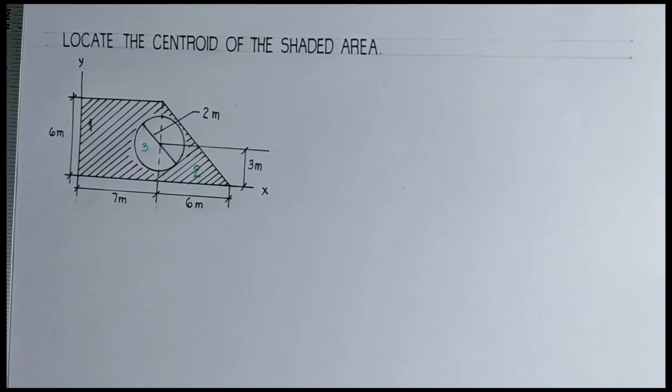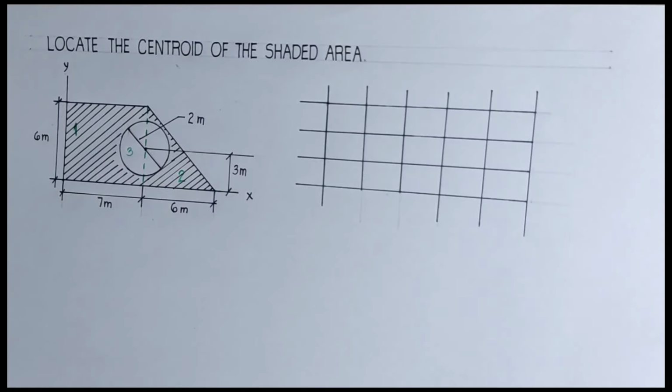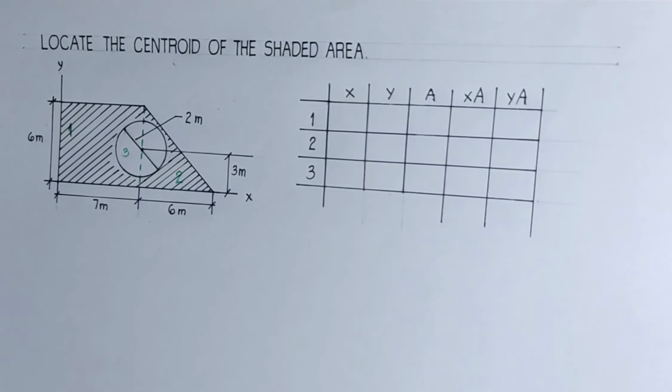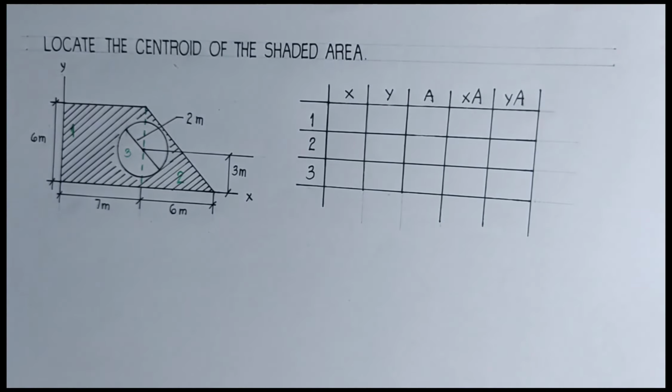Then, we will use the table method. At the left side, it indicates the number of composite parts. And at the top of the table, it indicates the coordinates of the center of gravity, the area, and the products of the coordinates and area of each composite part. We will then identify the centroid of each segment or part.